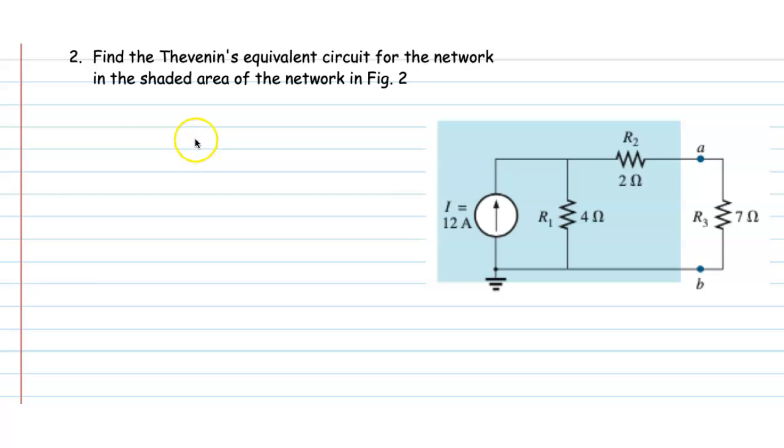Hello students. So this is question number 2. In this question, find the Thevenin equivalent circuit for the network in the shaded area of the network in figure 2. This is figure number 2. We have to follow the same procedure as in the previous question. This is step number 1. First, find out the Thevenin voltage.